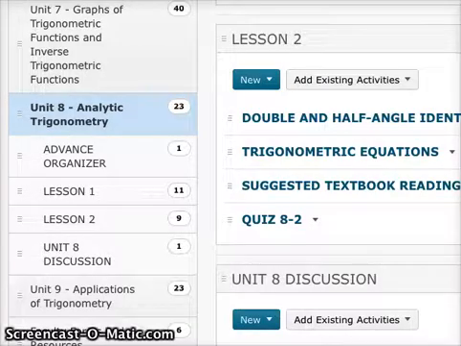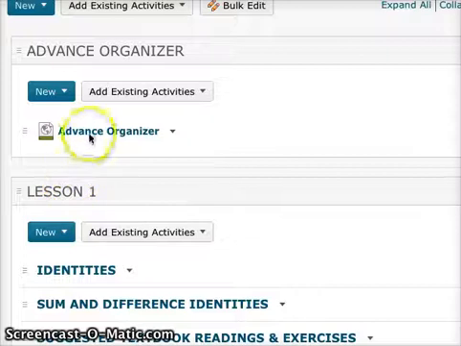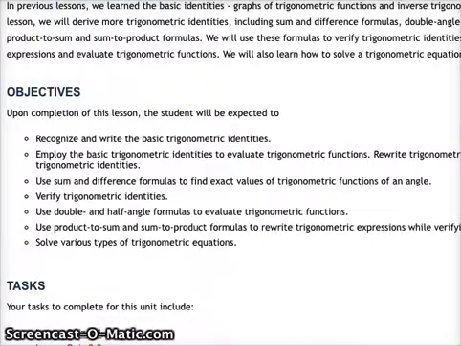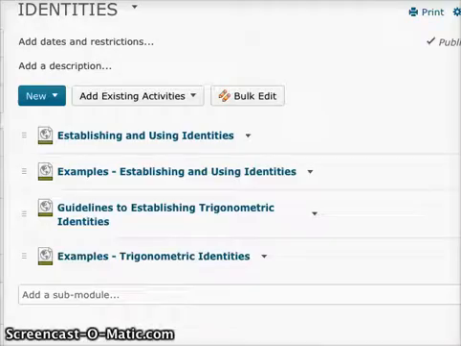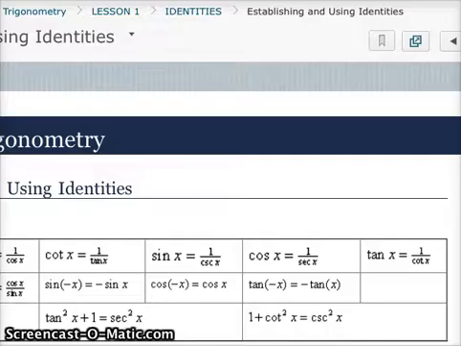Okay, what we want to do is look at these tasks just briefly. Let's look at this advanced organizer for a moment. This is actually a good overview of what we're trying to do. We need to talk more about identities, figure out more identities, and solve trig equations. This first part that has to do with identities, this section right here, is very helpful information.